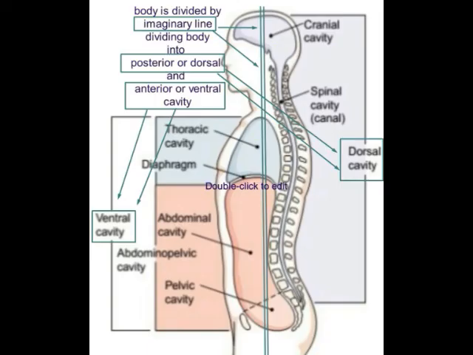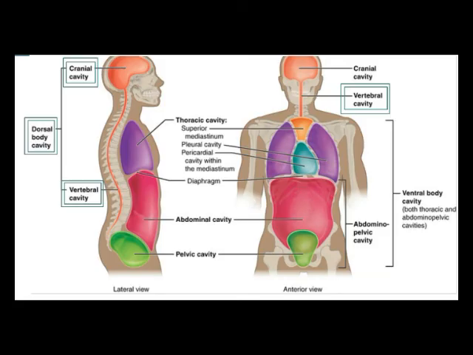The smaller of the two main cavities is the dorsal cavity. As its name implies, it contains the organs lying more posterior in the body. The dorsal cavity again can be divided into two portions: the upper portion, the cranial cavity, which houses the brain, and the lower portion, the vertebral canal, which houses the spinal cord.